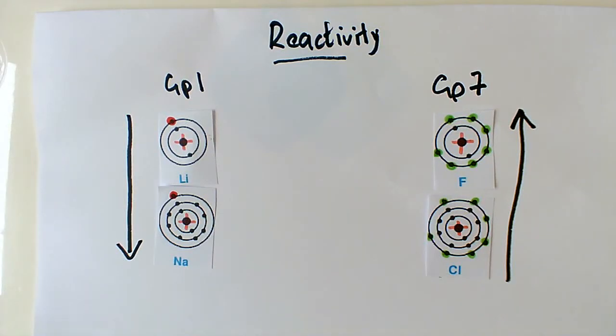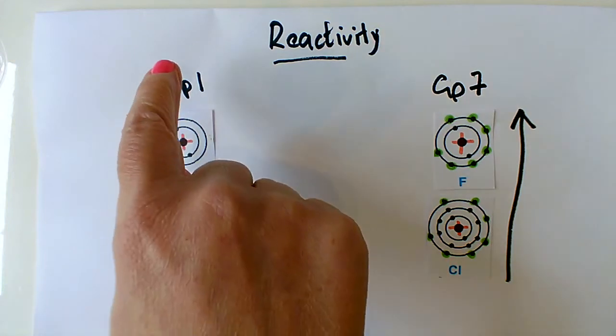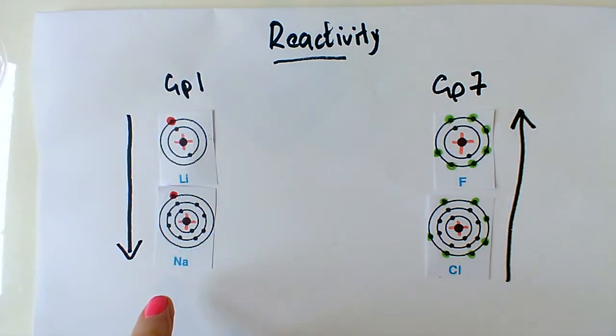Okay, another quick video, this time on reactivity of the elements in different groups of the periodic table. So I'm going to look at group 1 and group 7 because these are at opposite ends of the periodic table. So if we look at the group 1 elements, I've just chosen lithium and sodium. These are at the top of the group.